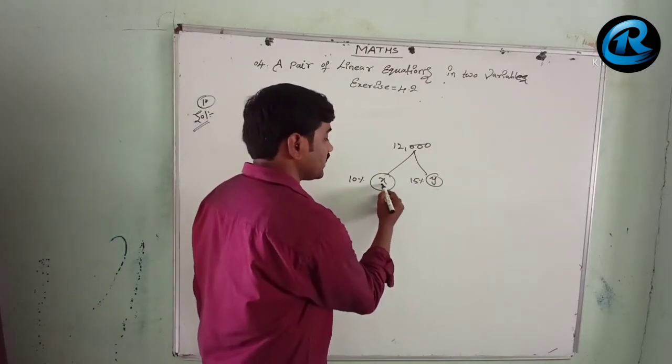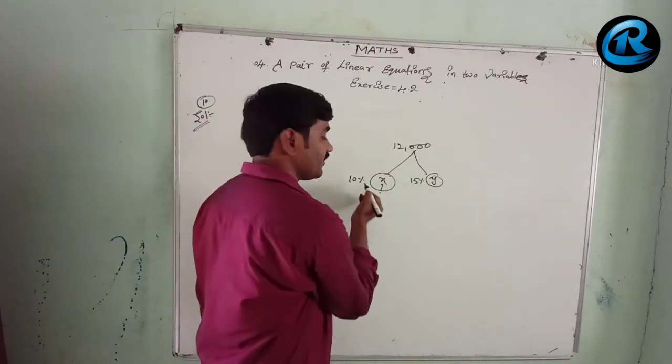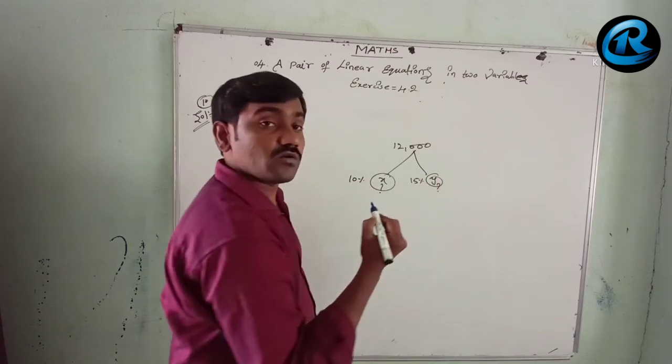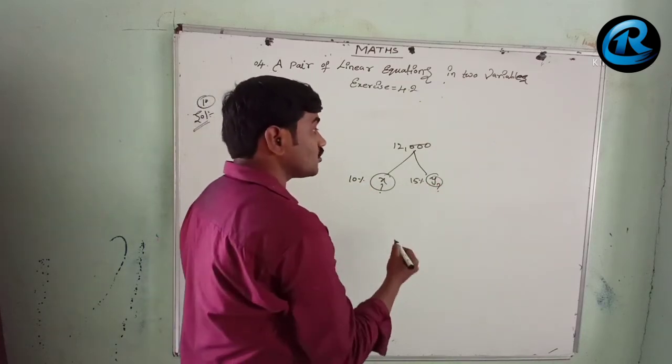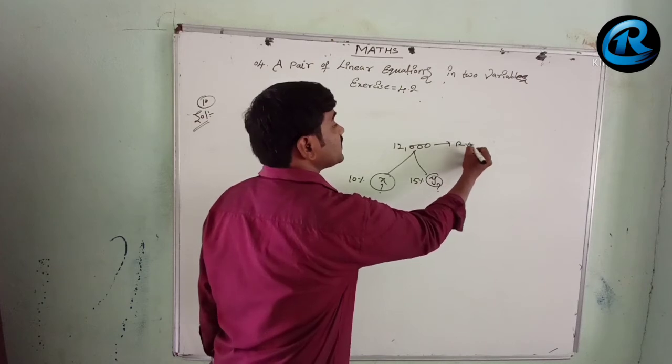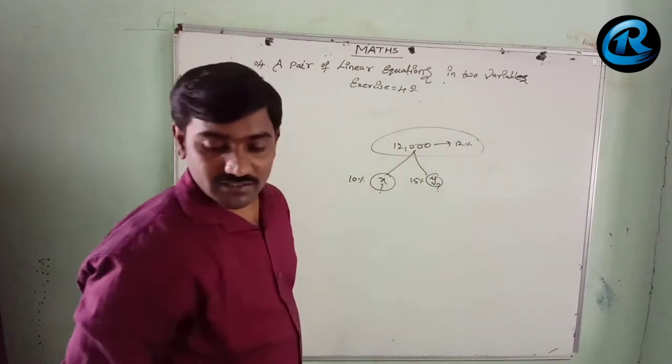How much amount do you have to invest at 10%, and how much at 15%, so that you will get 12% interest on these 12,000 rupees?